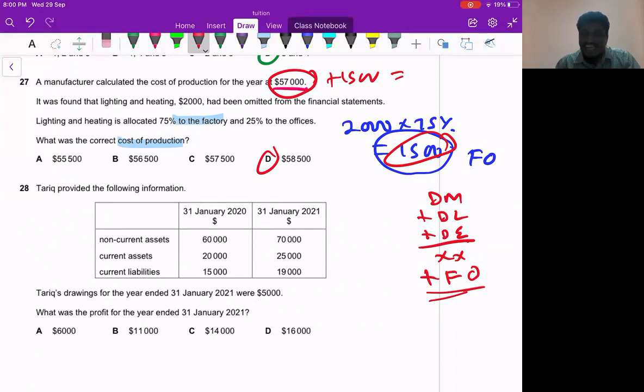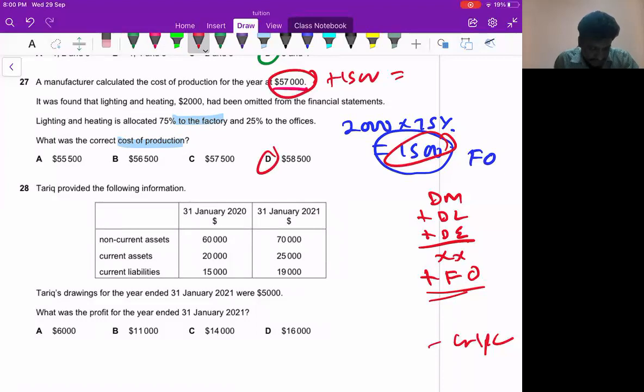You don't go minus in an income statement. In an income statement, we minus. But this, the cost of production, is a manufacturing account. We just plus everything, except the last one, WIP, we minus.